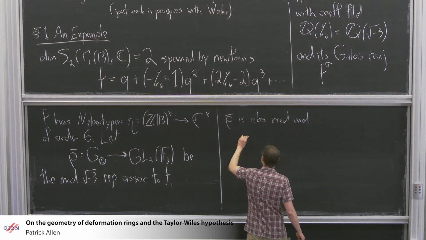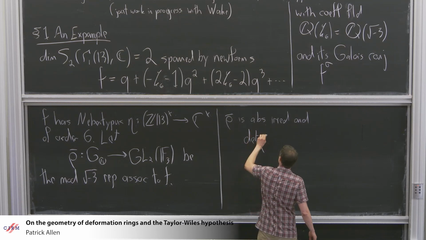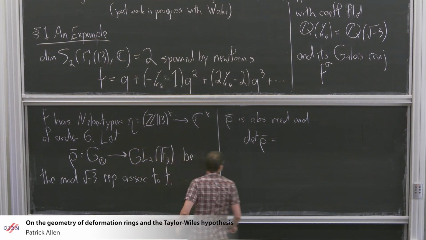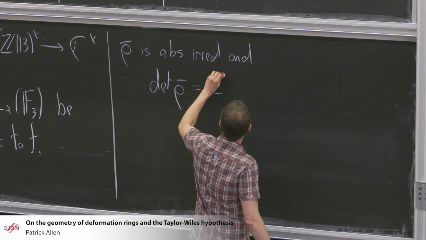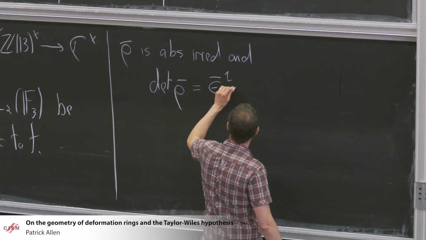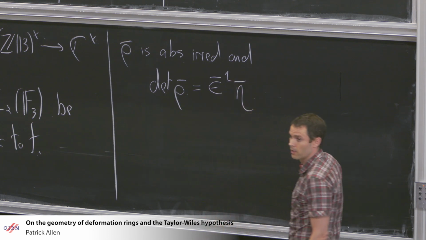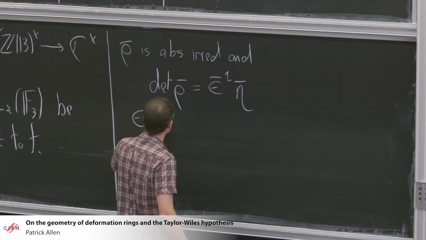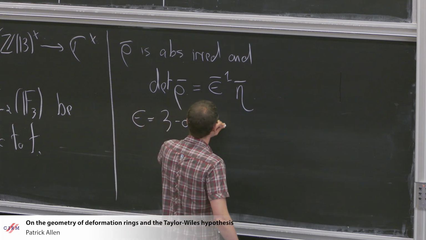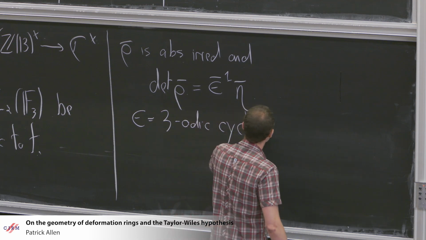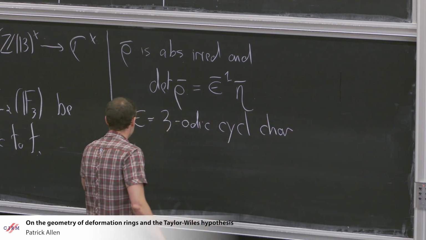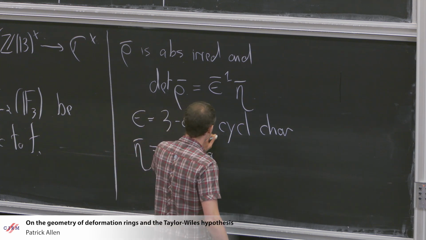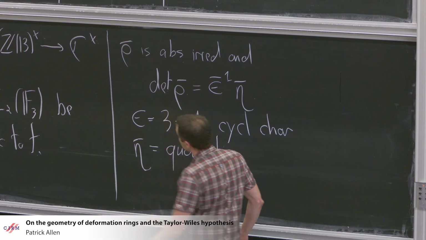And the determinant of rho bar, okay, well, it's weight 2, and this is this nebentypus, so the determinant is given by the mod 3 cyclotomic character inverse, with the normalizations I want to use, times the reduction of eta bar. So epsilon will be my notation for the 3-adic cyclotomic character. And I just want to point out here that this eta bar is quadratic. Right, it had order 6, and we took its reduction modulo 3.